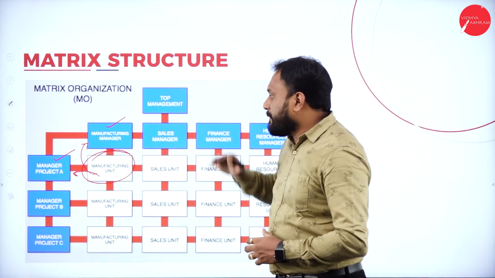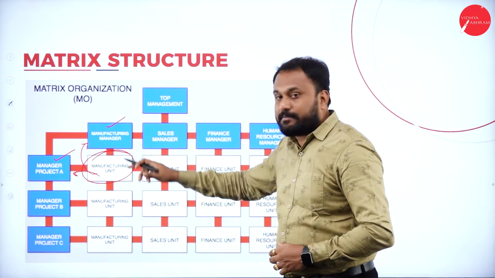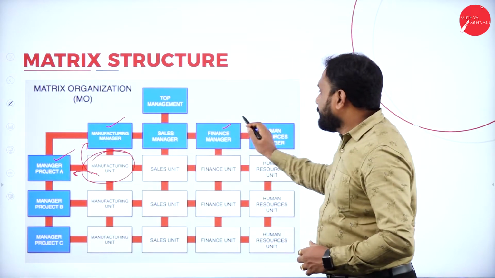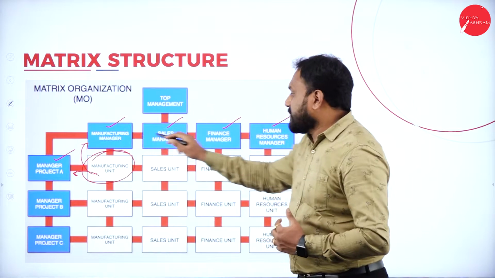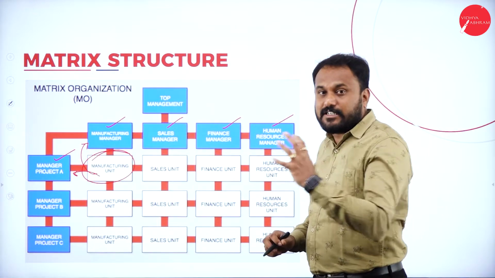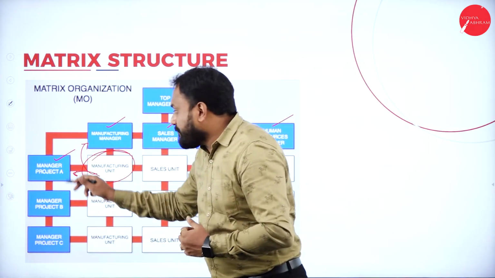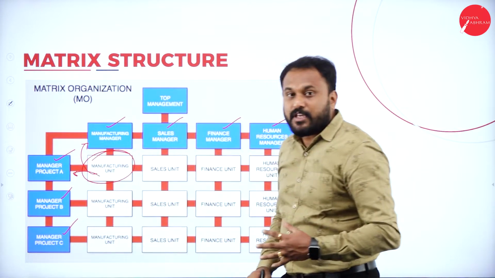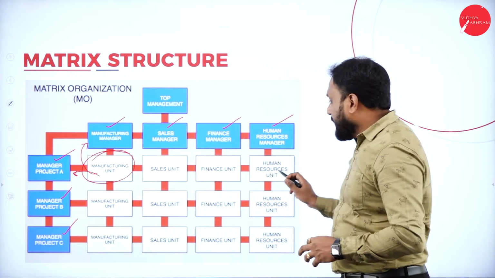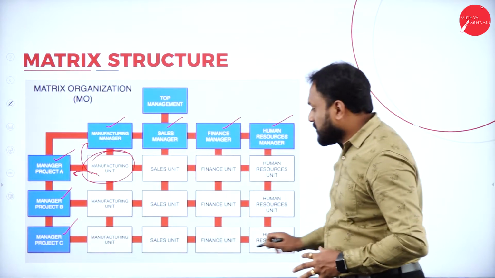The first one is the top management. Here you have manufacturing manager, sales manager, financial manager, and human resource manager. So these are the traditional kind of a thing. That is called the traditional line. Next, here we have the managers of project A, project B, and project C. If you understand, all the departments, whoever are there, they're all the same here.